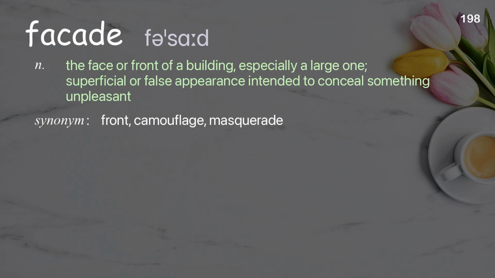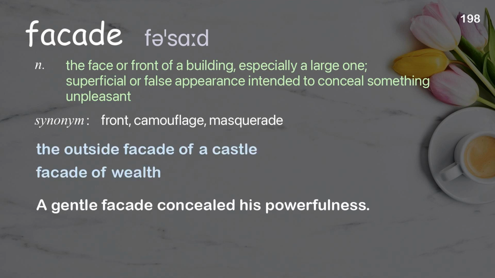Facade. The face or front of a building, especially a large one, superficial or false appearance intended to conceal something unpleasant. Examples: The outside facade of a castle. Facade of wealth. A gentle facade concealed his powerfulness.